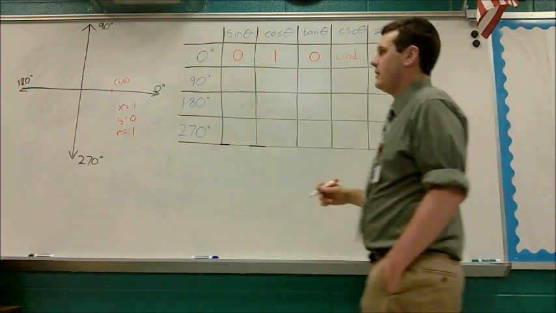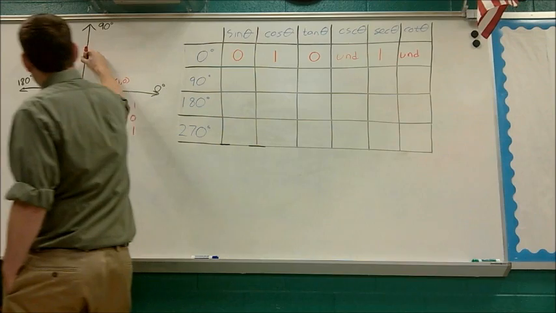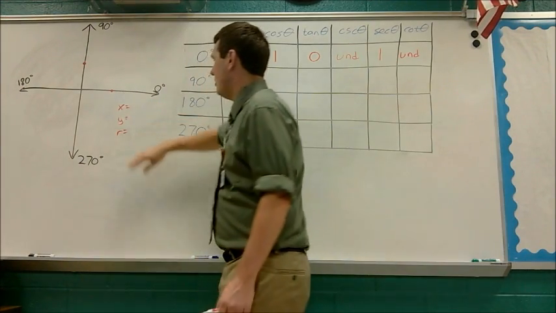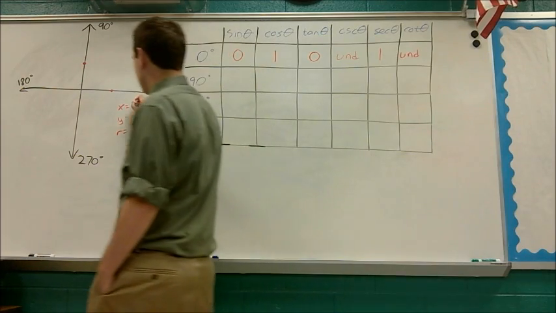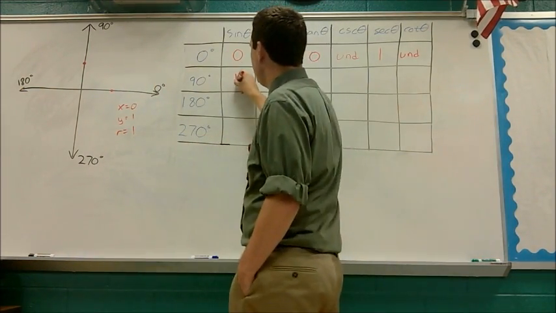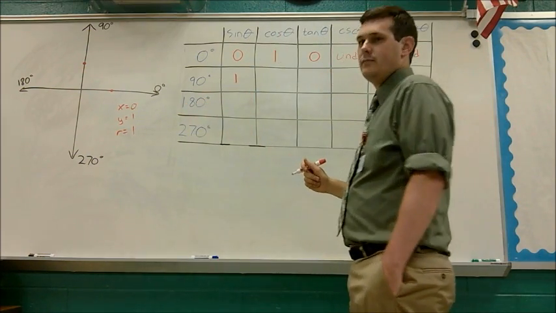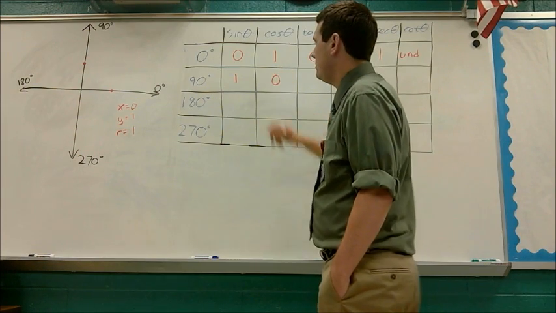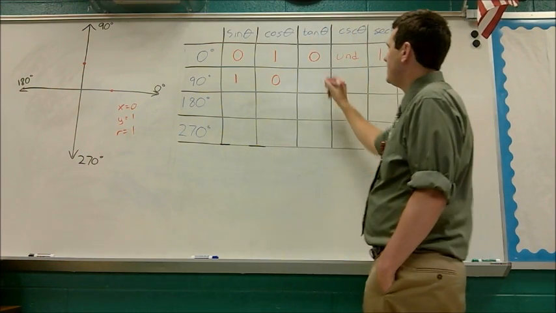Now we do the same thing for 90 degrees. But at 90 degrees, we're not going to be at 1, 0 anymore. We're going to be at 0, 1, with r being 1. Again, y over r is sine, that's going to be 1 here. X over r is cosine, that's going to give us a 0. Y over x is tangent, that's going to give us a 0.